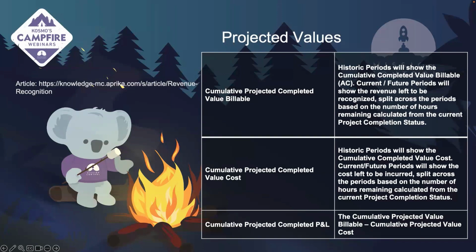That completed value is going to be similar. It's going to show the historic periods for cumulative completed value cost for current and future periods, and show the cost left to be incurred. This is going to also be split across the remaining hours on the project based on the project completion status. Your cumulative projected profit and loss will take the cumulative projected value above and the cumulative projected value cost and subtract those.